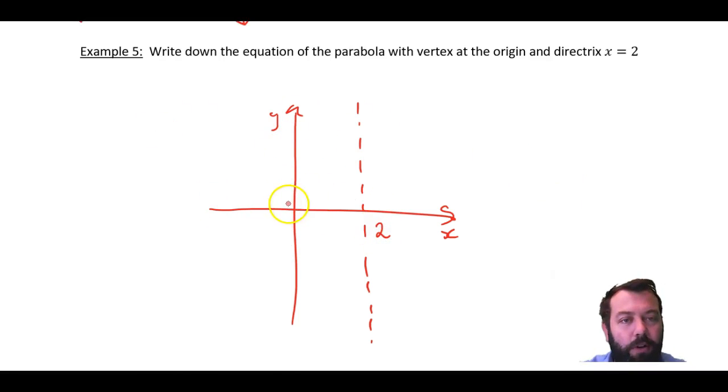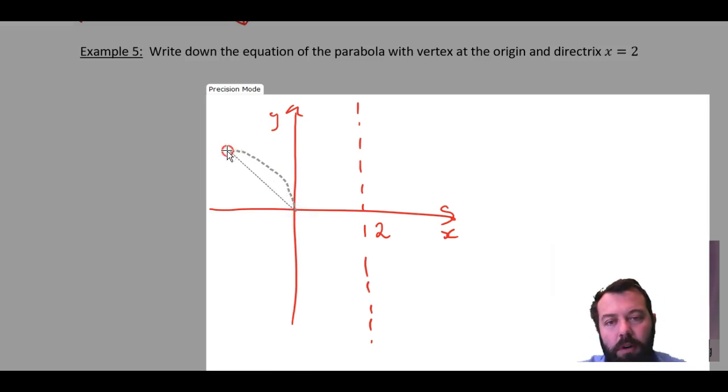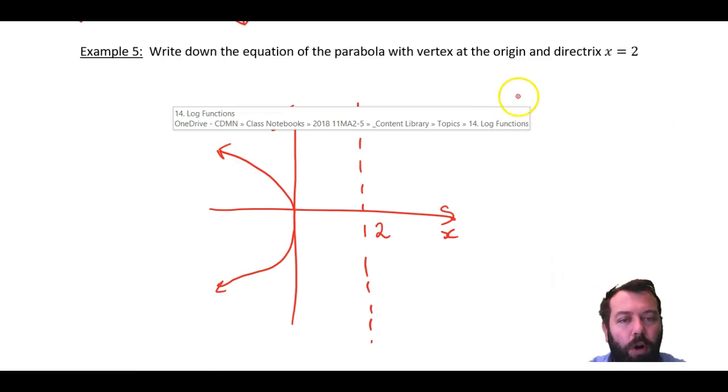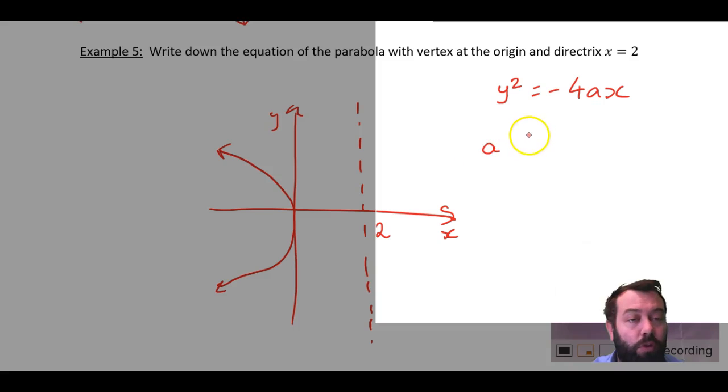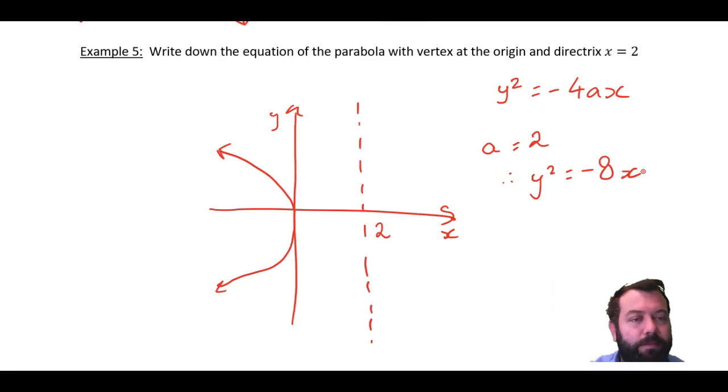So my parabola, with the vertex at the origin, must be doing this. That means I'm in the form of, concave left, y squared equals -4ax. That's the general form. Now a, we can read off here, is the distance from the directrix to the vertex. So a equals 2, therefore we have y squared equals -8x. That is the equation of the parabola with the vertex at the origin and directrix x equals 2.